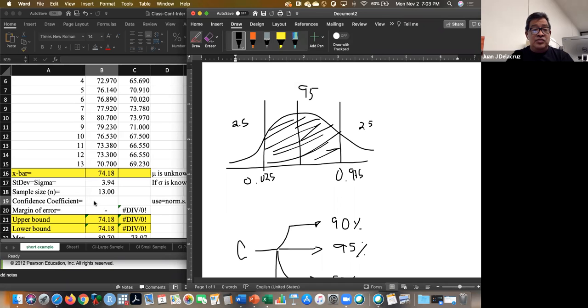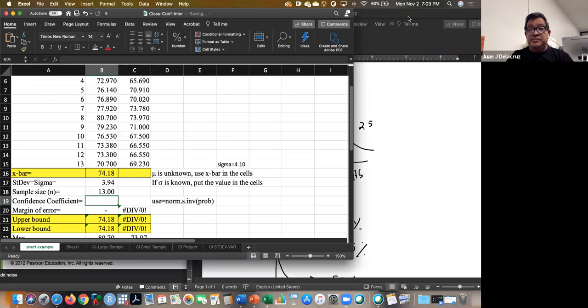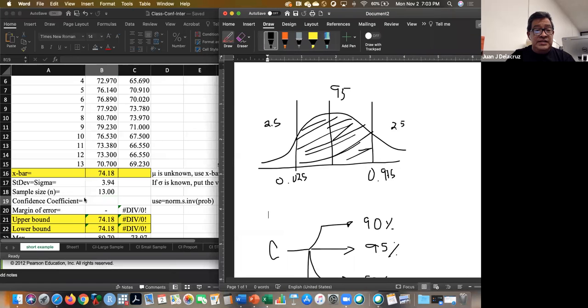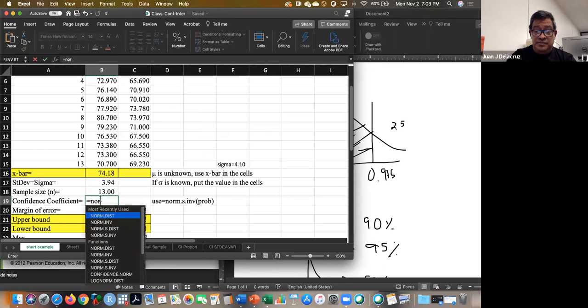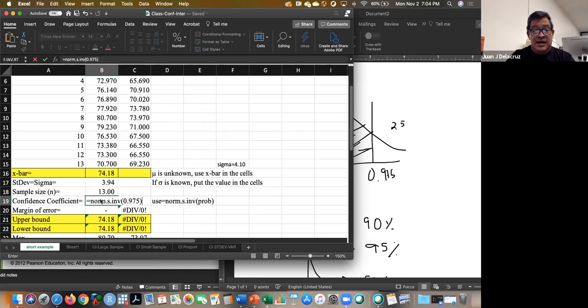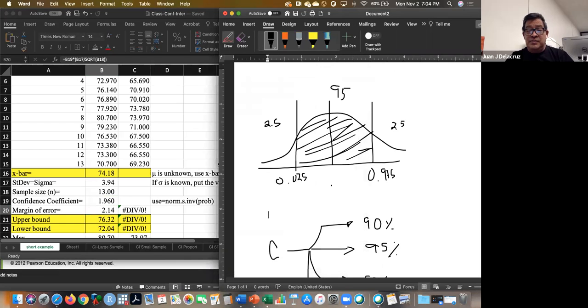So I'm going to use this Excel function. I'm going to say equals NORM.S.INV, and type 0.975, right? And that gives me 1.96. So this is the confidence coefficient. This is the C-score.